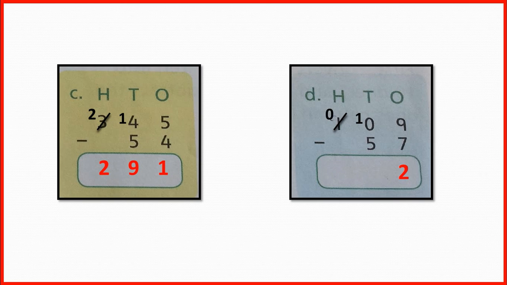Now subtract 5 from 10. So when you subtract 5 from 10, the number becomes 5. Now come to hundreds. Now there is nothing in the hundreds column, so here we write nothing.